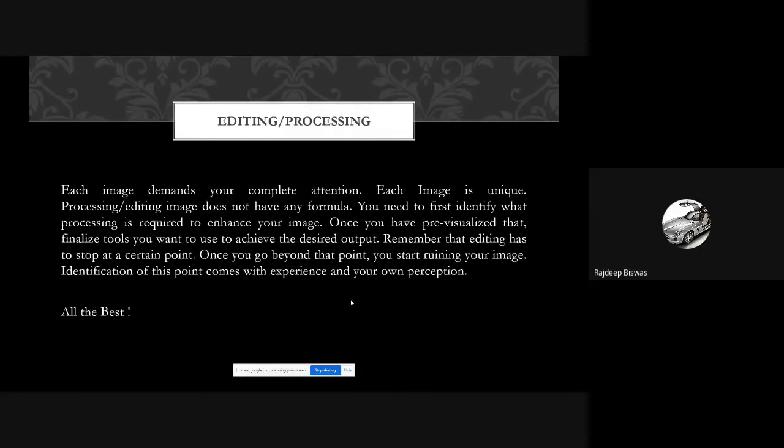Many of you may like harsh contrast. Many of us may like a balanced contrast. Many of you may like rich colors. Many of them may like subtle colors. So it's entirely up to you what you want to do with your image.